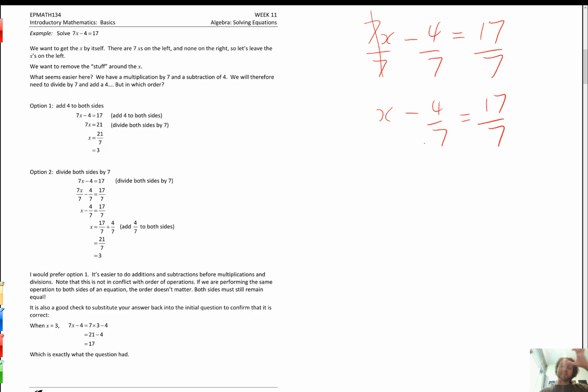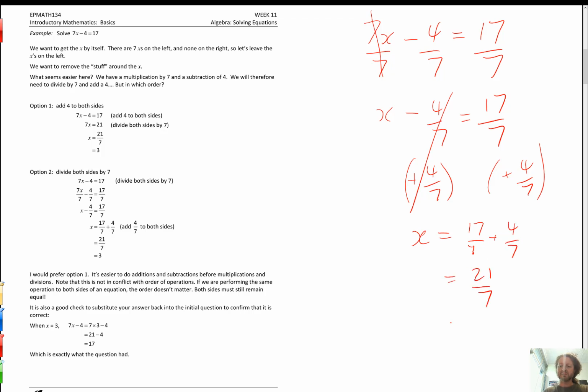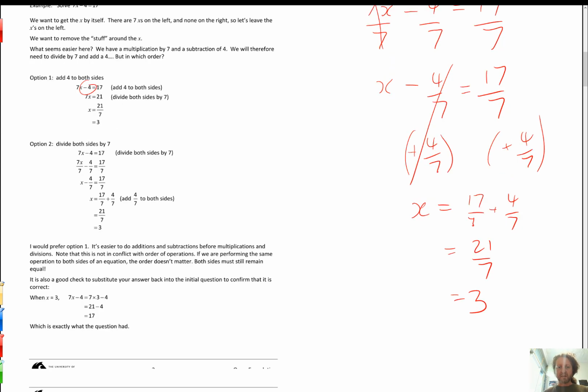So that's what I got. And now how do I get rid of a minus 4/7? Well, a plus 4/7. So x minus 4/7 plus 4/7 is just an x. And 17 on 7 plus 4/7, well, they're the same denominator, so that's 21 on 7, just adding the tops, which is 3. Yeah, I got there, but look, I advise you, plus and minuses are so easy to get rid of. I focus on plus and minuses, then I do my times and divides, which is what this spiel talks about.